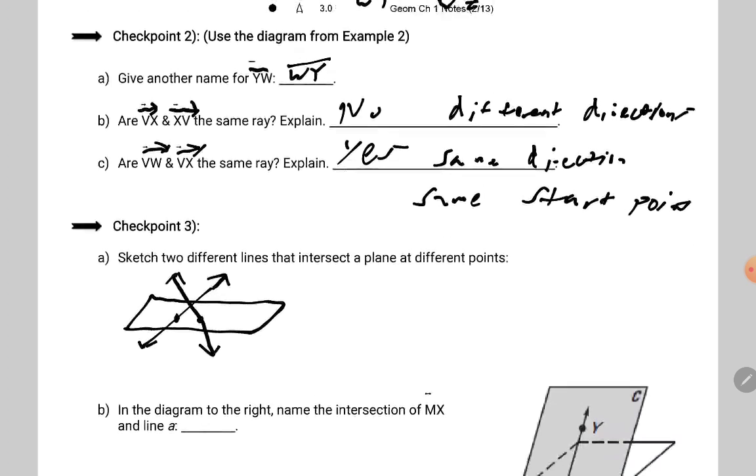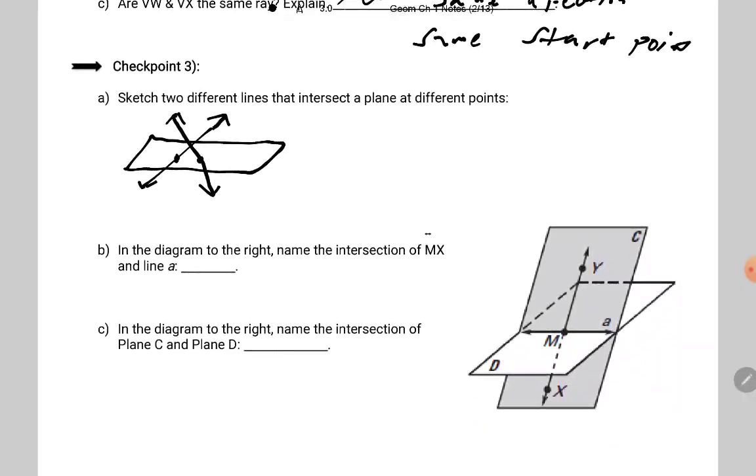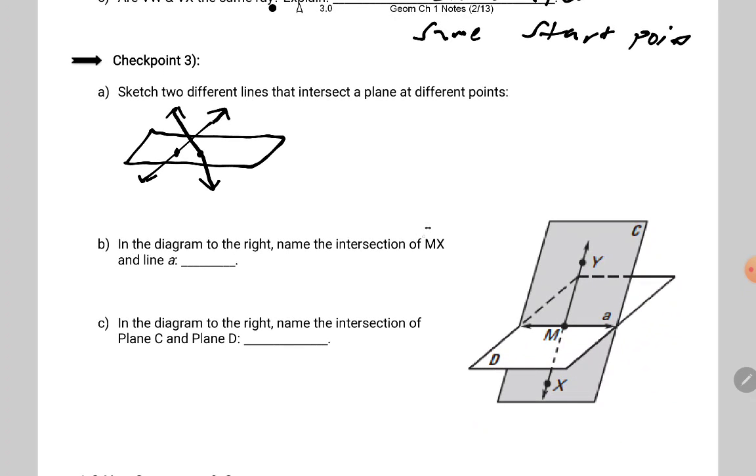Alright, part B. So the diagram to the right, name the intersection of line MX and line A. So we look at line MX. So you can see it's lined up with the gray there, the gray plane, plane C. And it intersects line A at point M. Point M.